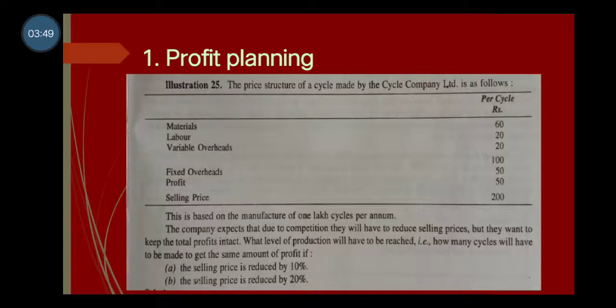The company is manufacturing 1 lakh cycles in a year. Because of heavy, tough competition, they are forced to reduce their selling price. The selling price is rupees 200 now. If they reduce it by 10% or by 20%, how many cycles should they sell? Meaning they want to maintain the same profit enjoyed now. Now the company enjoys a profit of rupees 50 per unit, 50 per cycle.